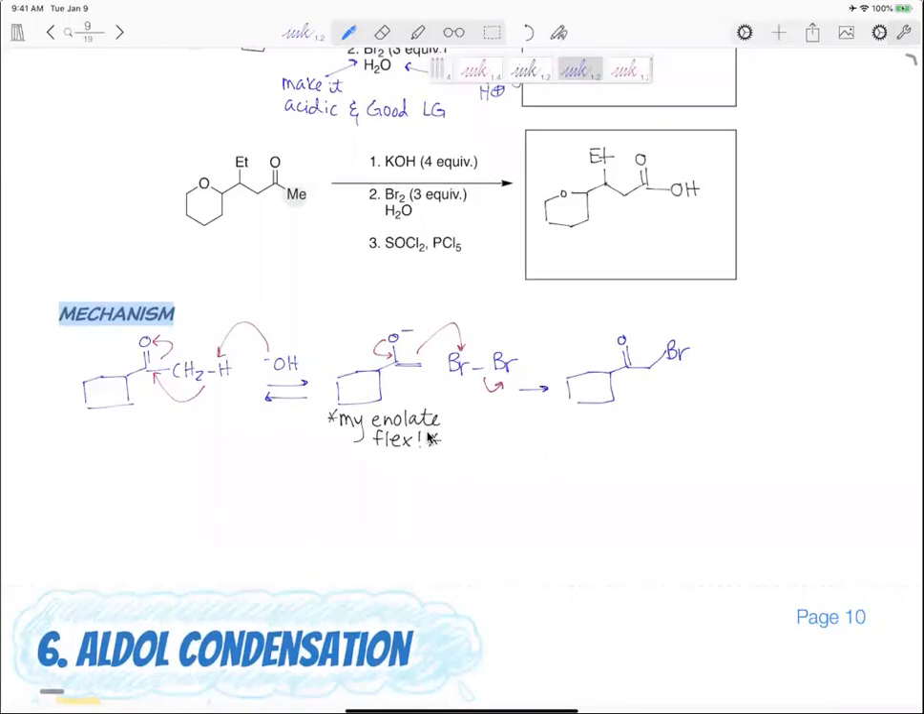Okay, now here's what you can do. This step is going to repeat itself 2 more times because we are replacing all these hydrogens here with the halogen. Whoops, not 3 times, this is 2 times what we have here.